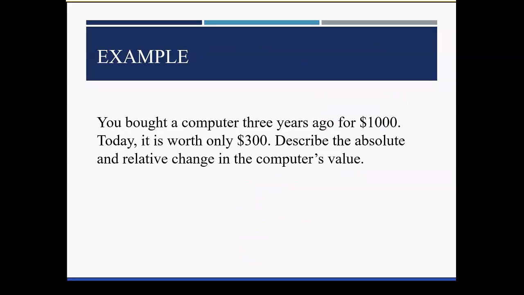All right, here's another one. We're going to do a few for our practice. So you bought a computer 3 years ago for $1,000. Today it's worth only $300. Describe the absolute and the relative change. So the absolute is how much did it change as a dollar. Relative, how much did it change as a percent.